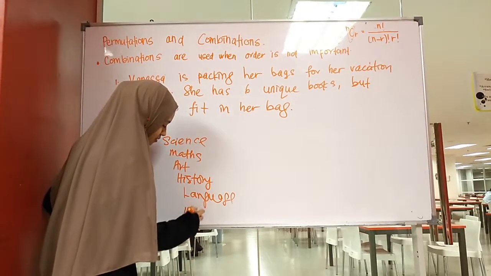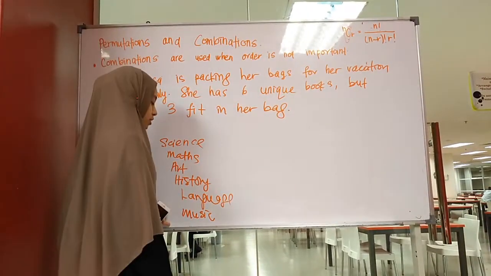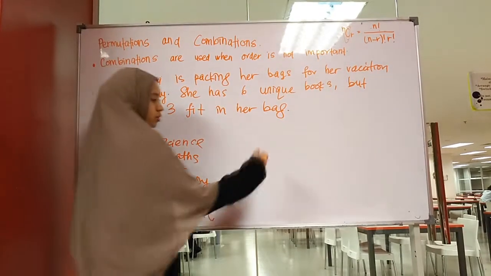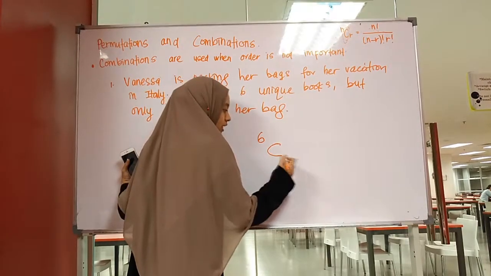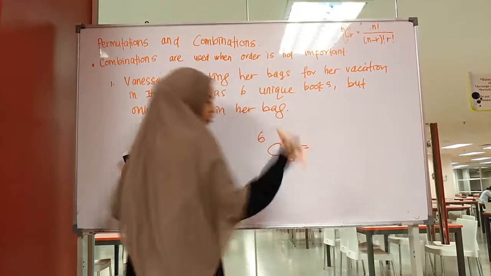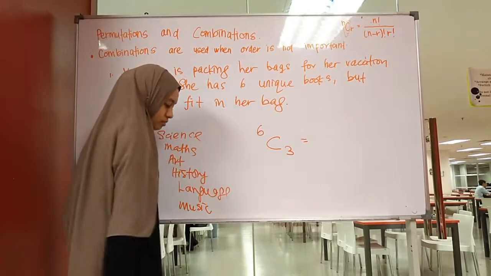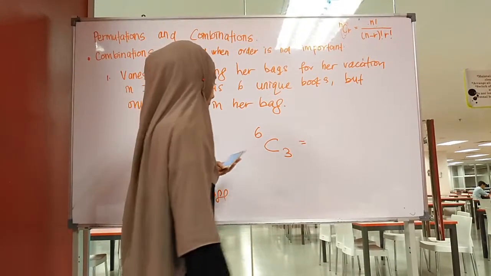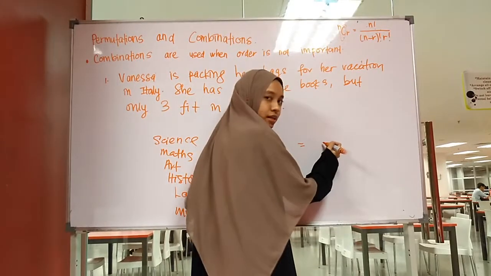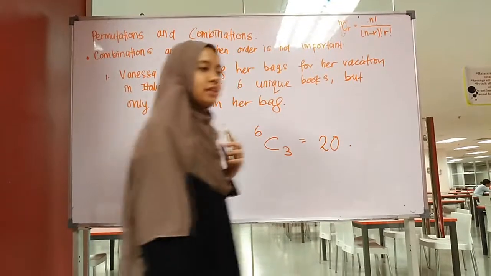Music. Yeah. Music book. So 1, 2, 3, 4, 5, 6. So she has 6 books. Only 3 fit in. So it means that she has 6 books, but she needs to choose only 3. So 6 choose 3. Can you calculate this for me? So the answer is 20.